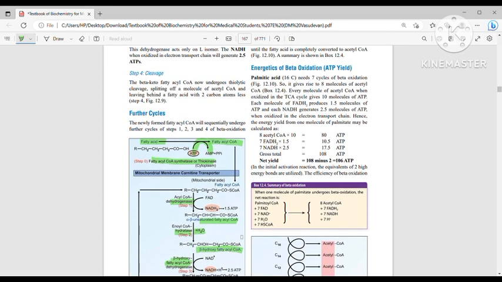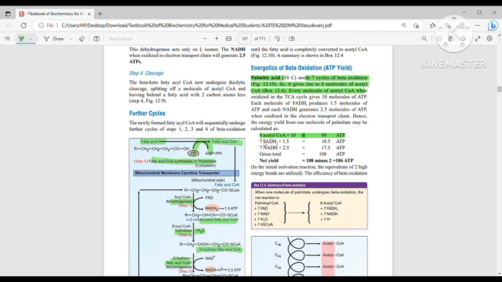Now, let us discuss the energetics of beta oxidation of fatty acid. Normally, we study beta oxidation of palmitic acid. It needs 7 cycles of beta oxidation, which give rise to 8 molecules of acetyl coenzyme A. Every molecule of acetyl coenzyme A gives 10 molecules of ATP, so the total ATP from acetyl coenzyme A is 80 ATP.